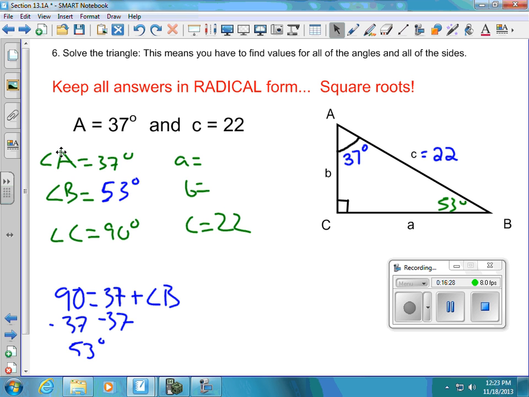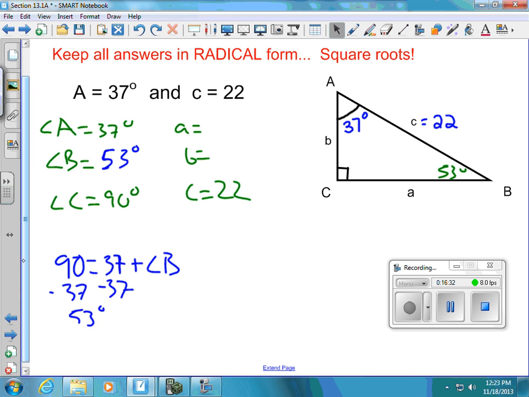The missing sides are going to use your trig functions like we did on the previous problems. So I know that side C is 22. I'm using angle A, 37 degrees. If I want to find side A, that's an opposite and a hypotenuse. Which one does opposite and hypotenuse?